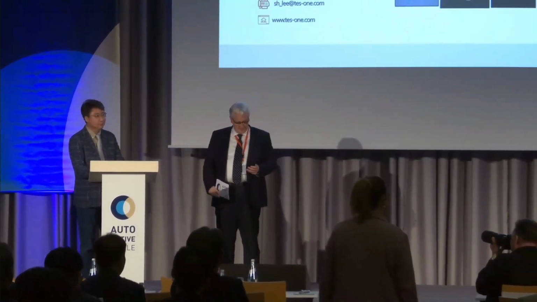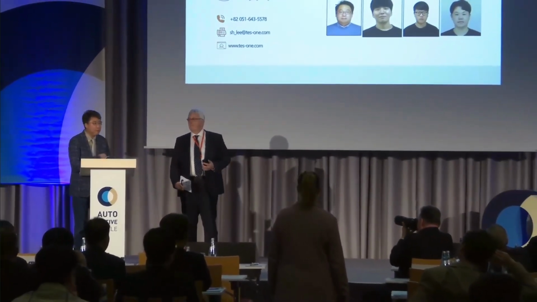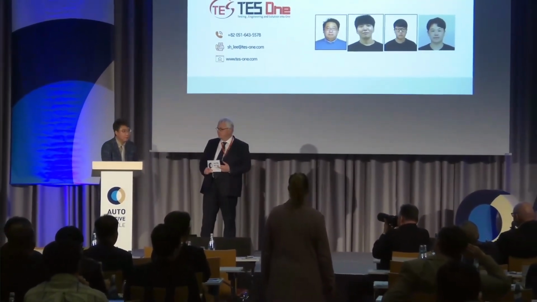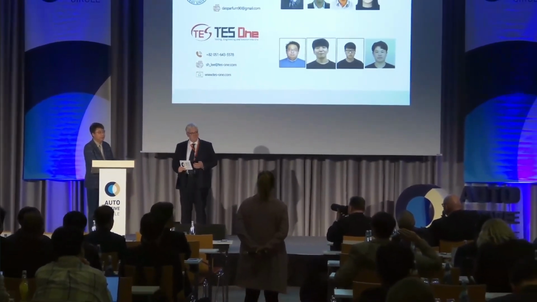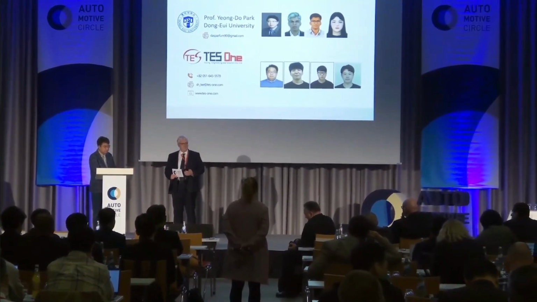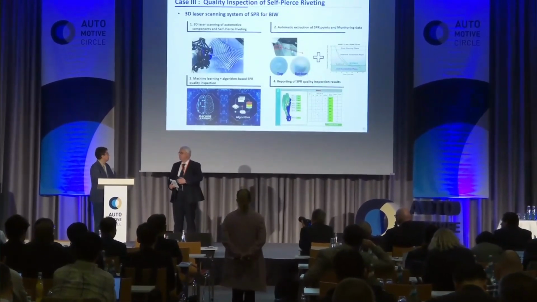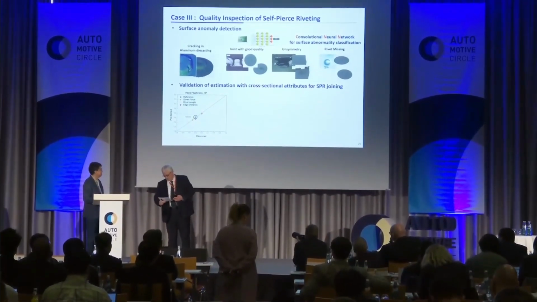Thank you for this great talk. You get all this information only by looking at the surface. Is it always necessary, especially for the resistance spot welding spots, to have a look at both sides, or are you able to get the same information by looking at only one side? Because sometimes it's not possible to see both sides.